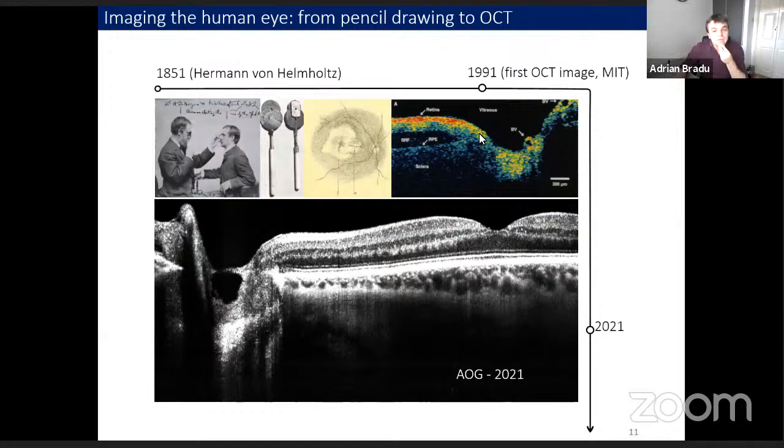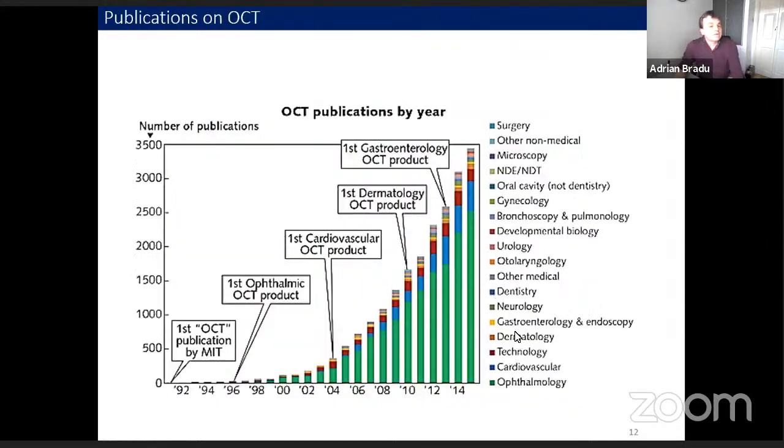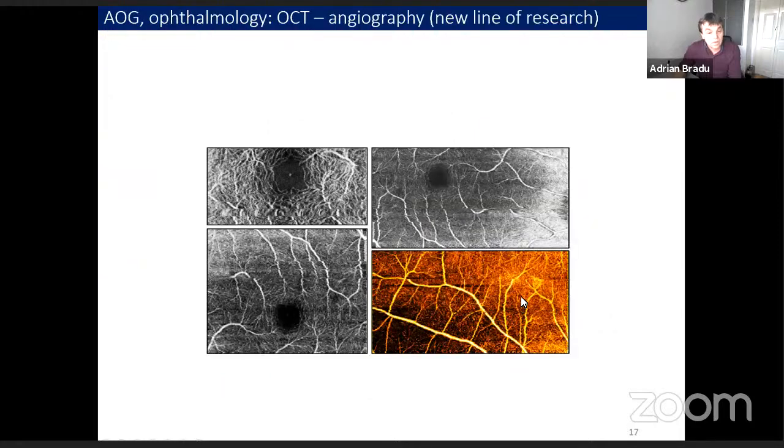That's the first OCT image produced in 1991, from in vitro. That wasn't in vivo and so on. So the progress is absolutely huge. And of course, there are lots of applications of the technology. Here you see the number of papers published over the years. Ophthalmology, of course, has most of the papers, but there are lots of other areas of interest where this technology can be used.